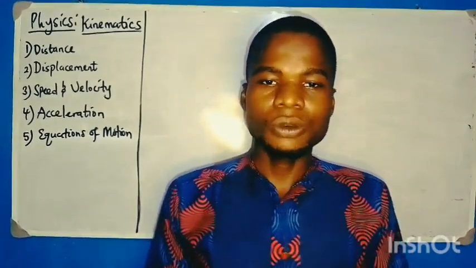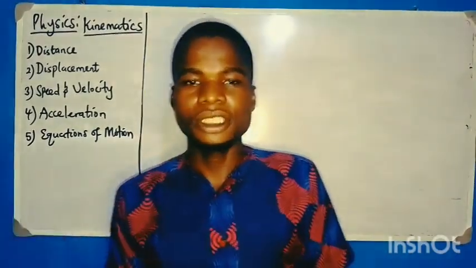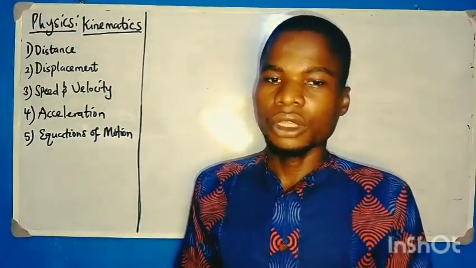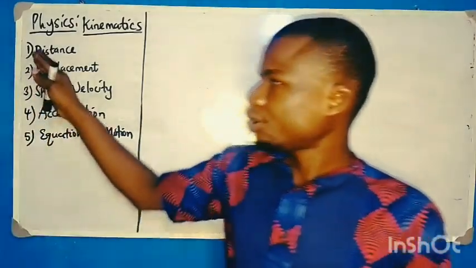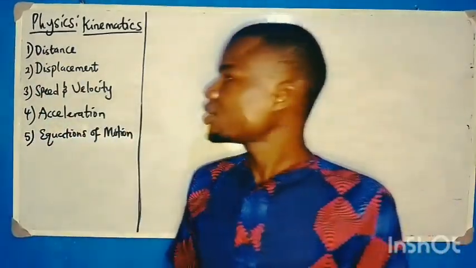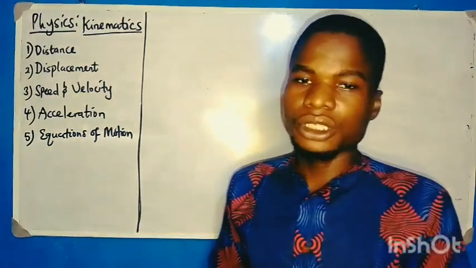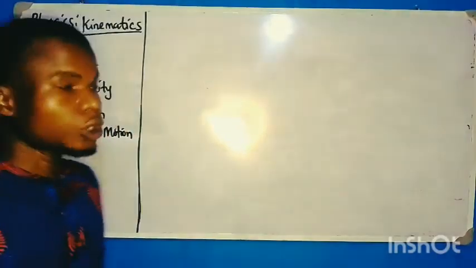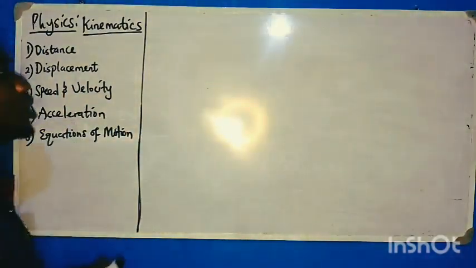Today on physics, we want to look at kinematics. What's kinematics? It is the study of motion without the cause of motion. Alright, so in today's lesson, we want to look at distance, displacement, speed and velocity, acceleration, and the equations of motion. Let's start with the first one, which is distance.